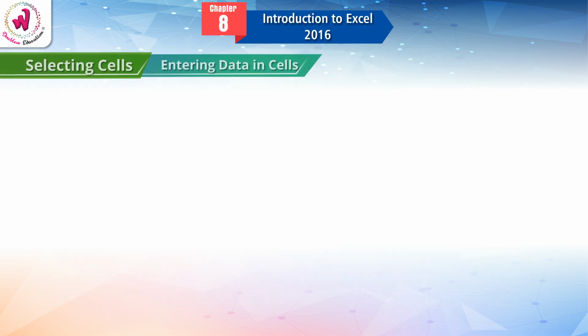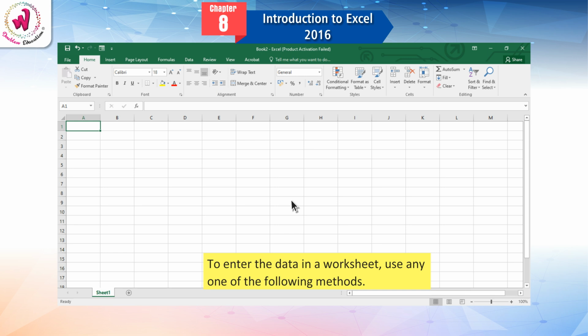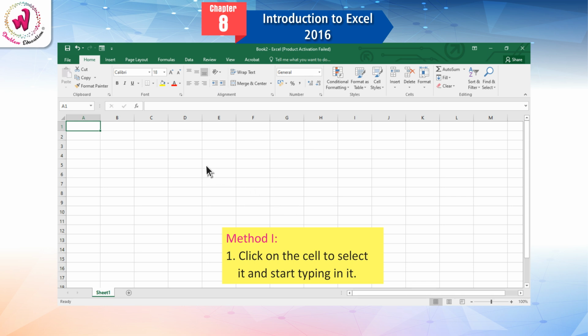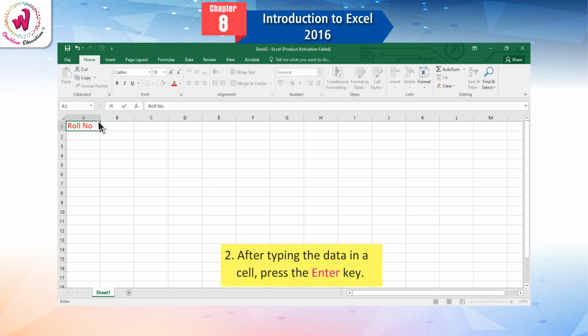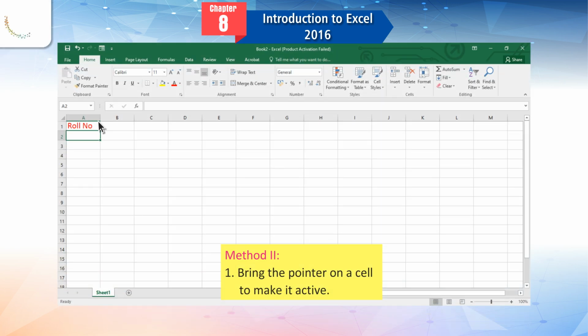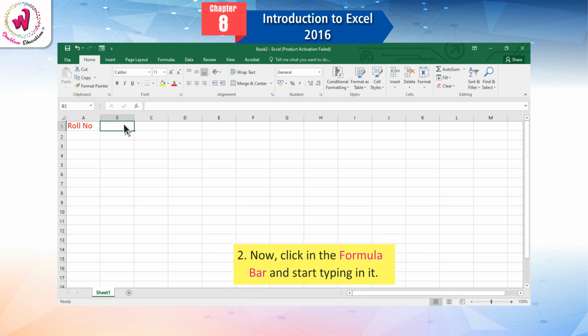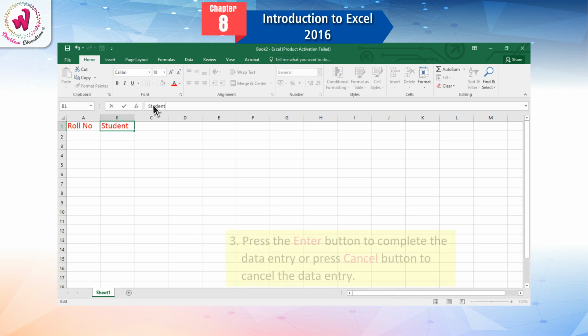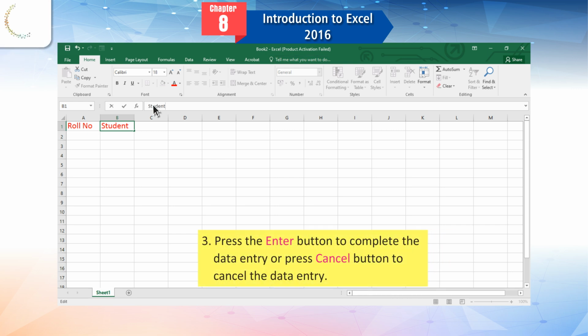Entering data in cells. To enter the data in a worksheet, use any one of the following methods. Method 1. 1. Click on the cell to select it and start typing in it. 2. After typing the data in a cell, press the Enter key. Method 2. 1. Bring the pointer on a cell to make it active. 2. Now, click in the formula bar and start typing in it. 3. Press the Enter button to complete the data entry or press the Cancel button to cancel the data entry.